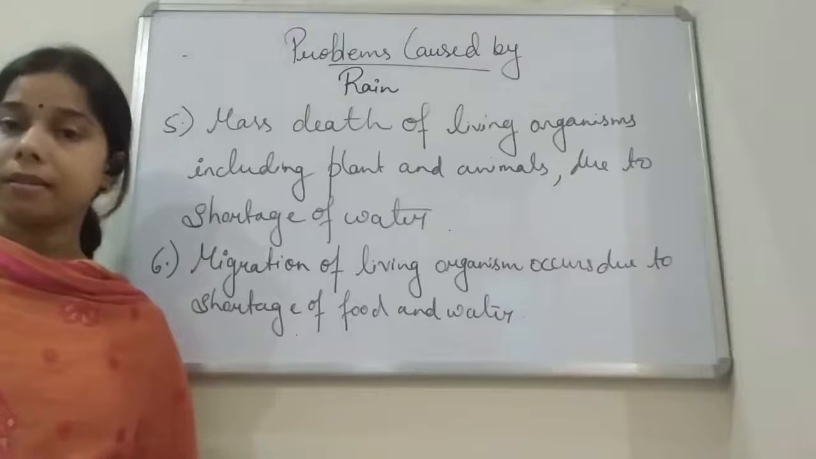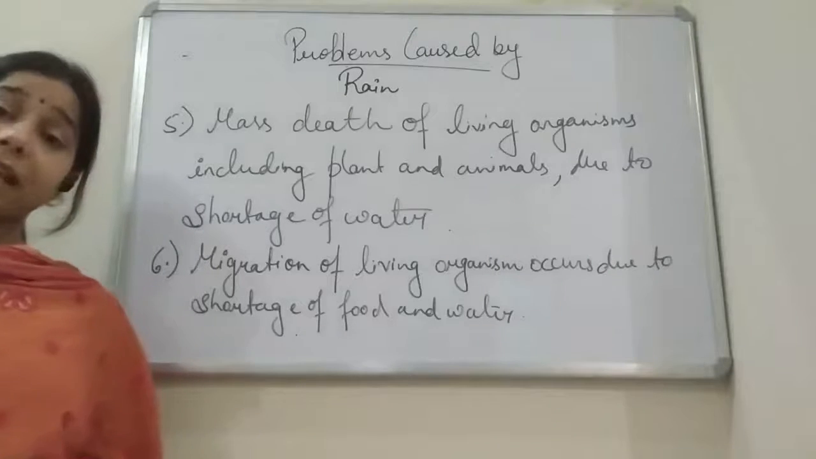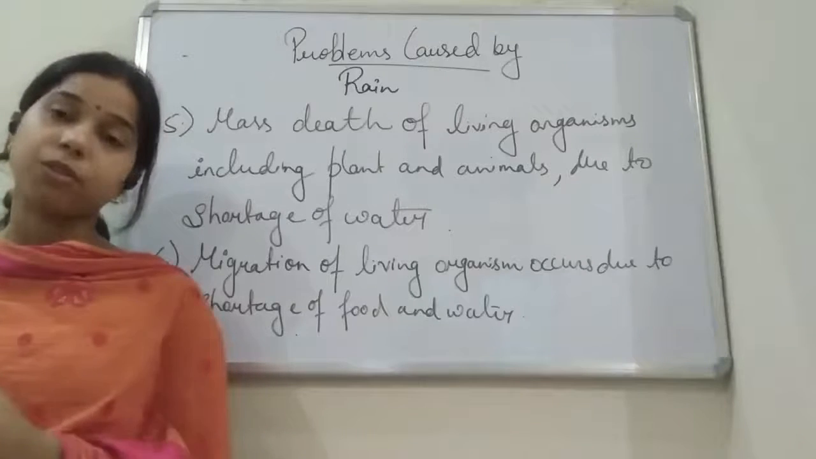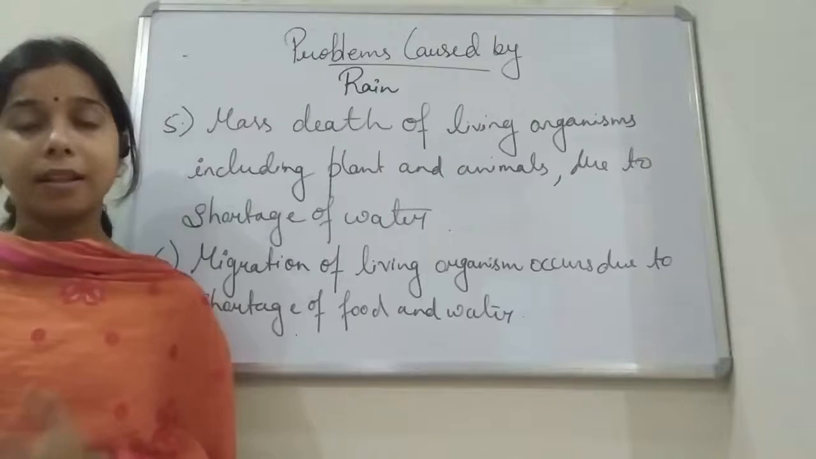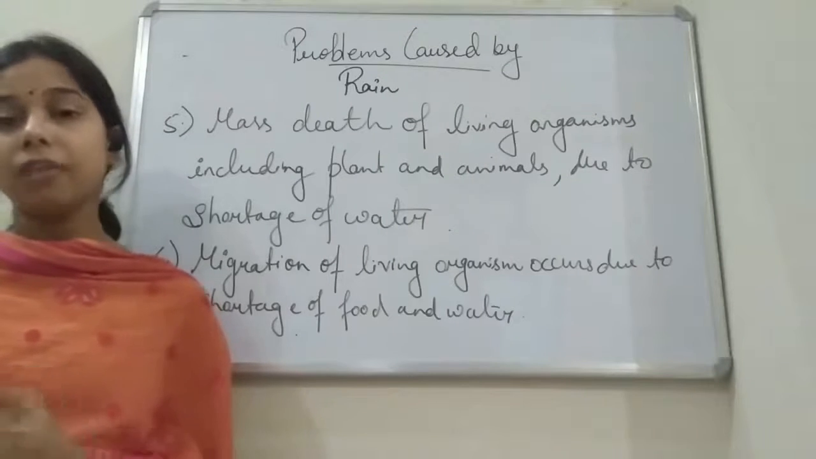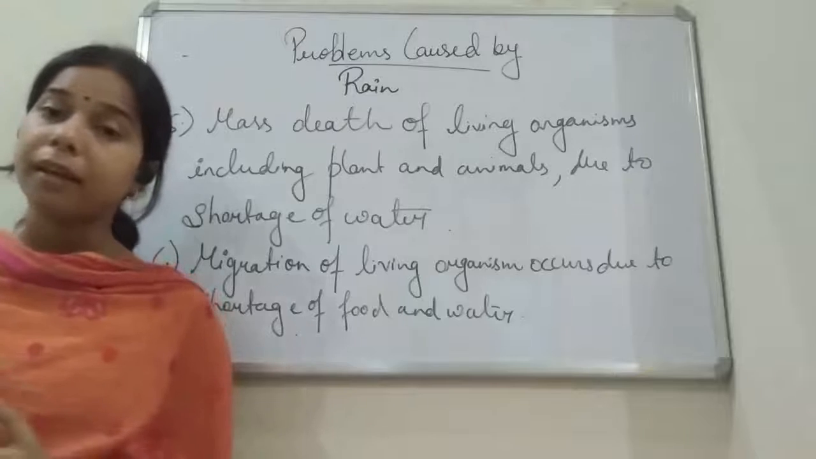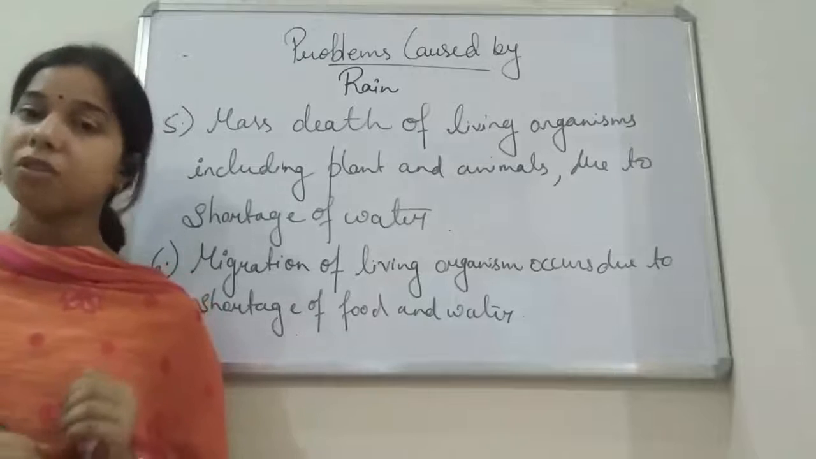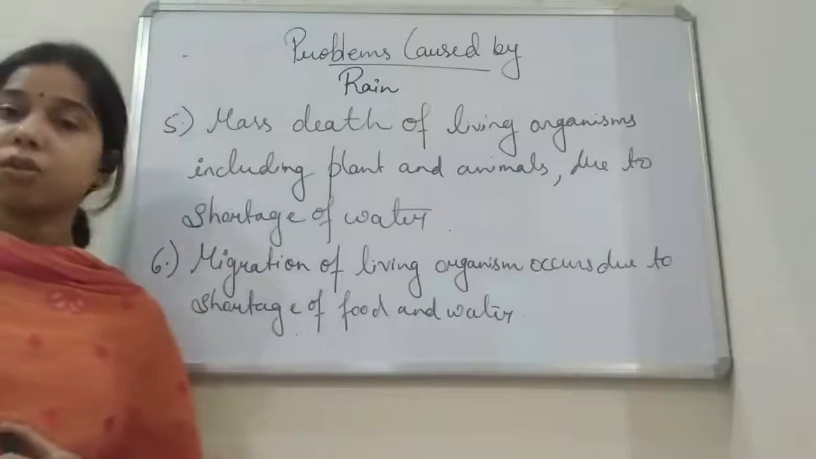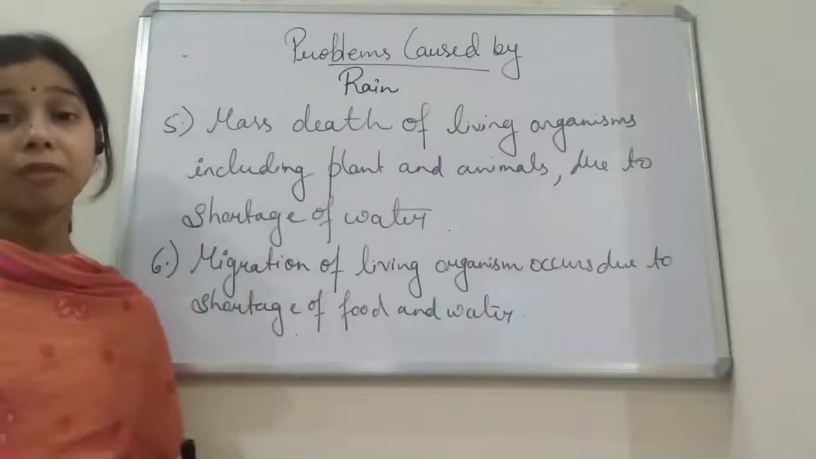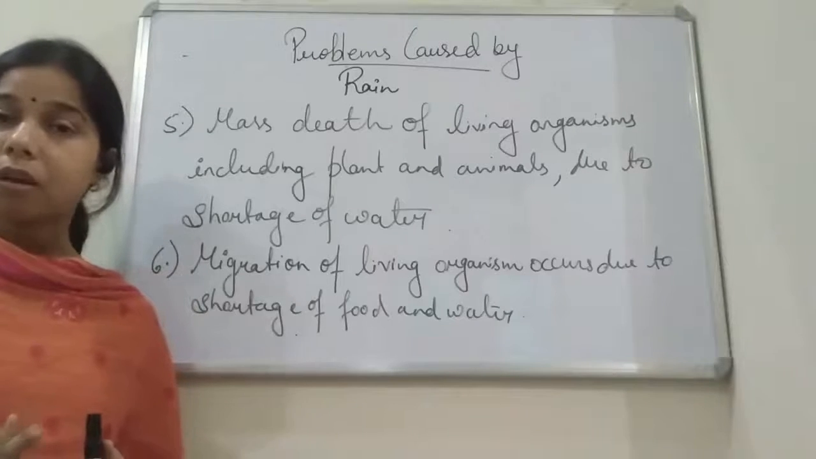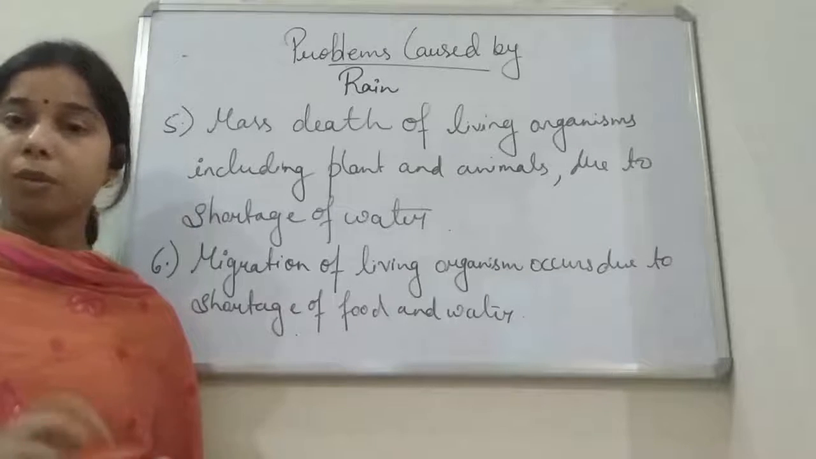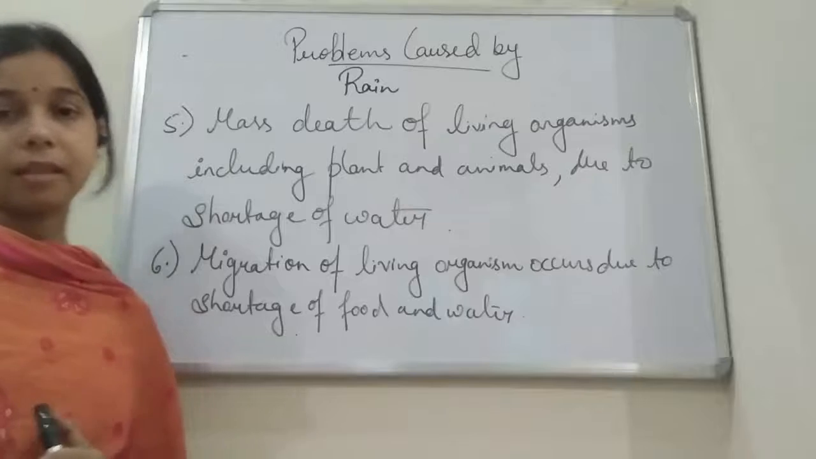Okay, and finally we studied that due to the shortage of the water and the shortage of the food, the animals or the living organisms used to migrate from one place to another in search of the food and water. So migration is also caused by the drought. So here we have discussed what will happen if a heavy rainfall occurs, what will happen if a less rainfall occurs. Okay, so what are the consequences of the flood as well as that of the drought.